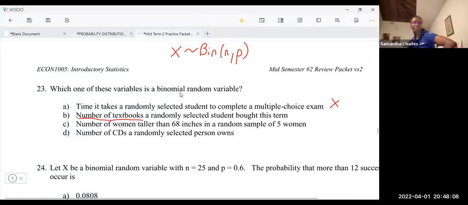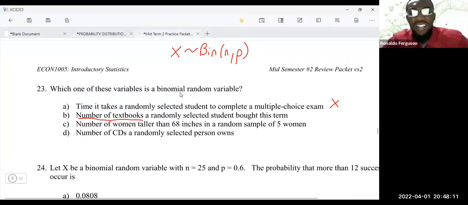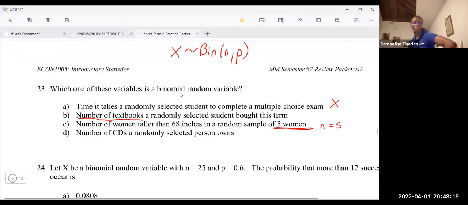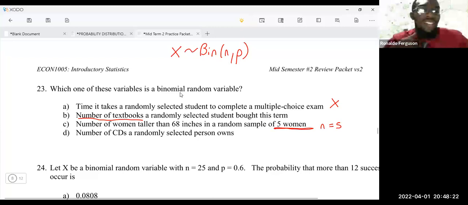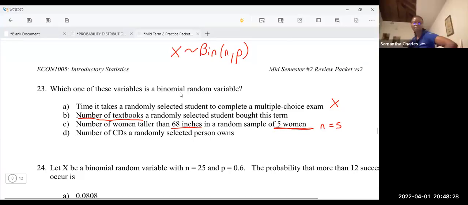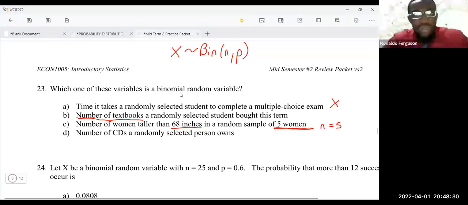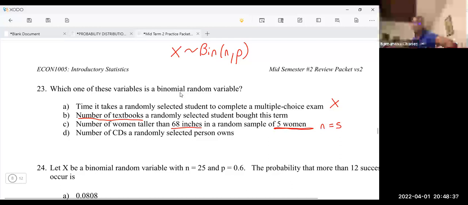Now it says number of women taller than 68 inches in a random sample of 5 women. We know N equals 5, don't we? Now this is the number of women taller than 68 inches. That's definitely countable, isn't it? Since it's countable and we have what N is, notice this is the only one that gives us N.